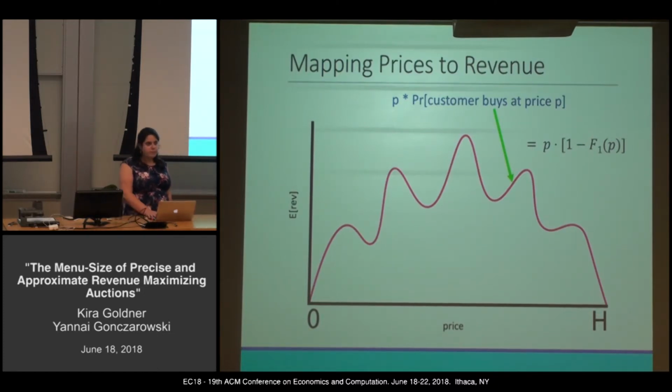And so what is the optimal thing to do on this revenue curve? If I wanted to pick one price to maximize my revenue, what should I do? I should choose the peak. Okay, it's the highest revenue I can get from setting any price. Is that clear? Okay. And so I want to map prices to revenue curves.